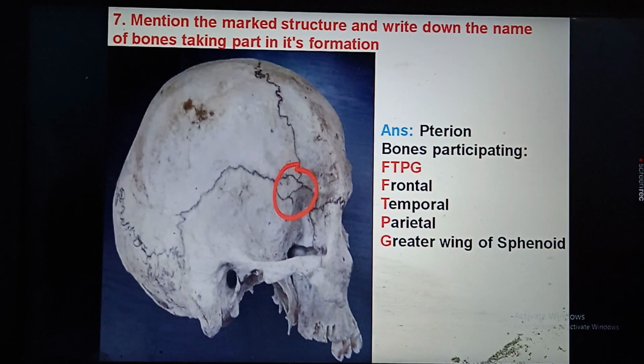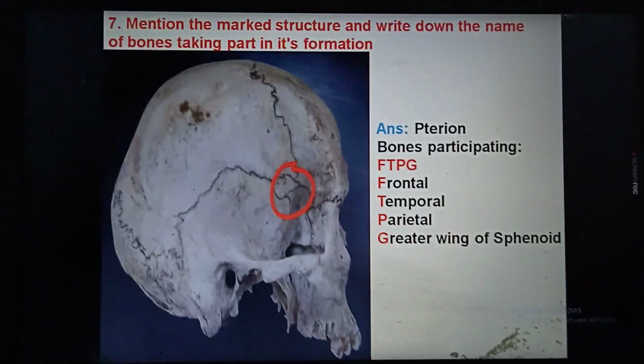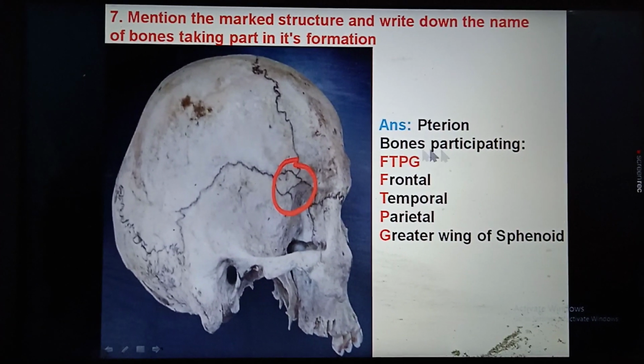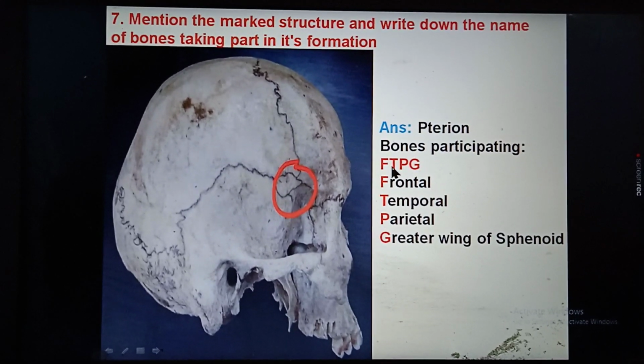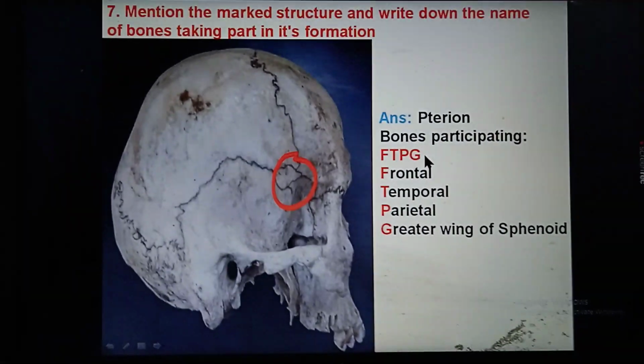Mention the marked structure and write down the names of the bones taking part in its formation. This is pterion, and the bones participating are frontal, temporal, parietal and the greater wing of sphenoid.